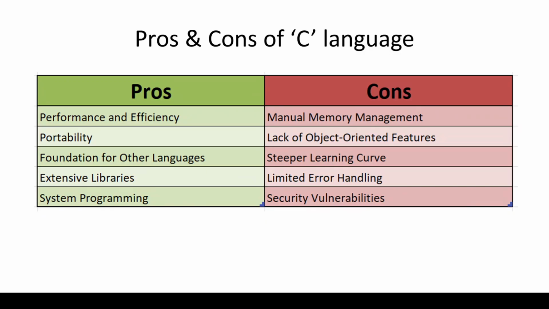Limited error handling. C lacks built-in features found in more modern languages such as exception handling and automatic garbage collection. Security vulnerabilities. Manual memory management and pointer arithmetic can introduce security vulnerabilities if not handled meticulously. C is a general purpose programming language which lacks object oriented features like C++ and Python, which are high level programming languages.